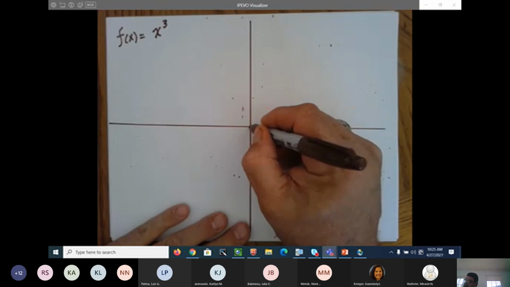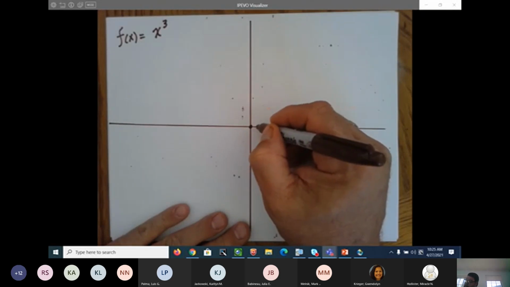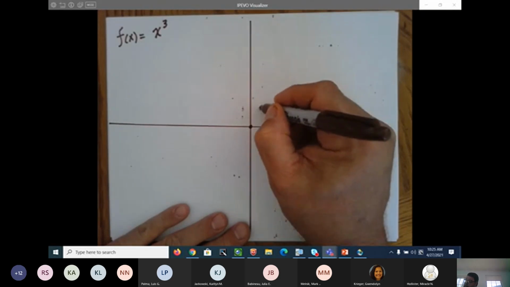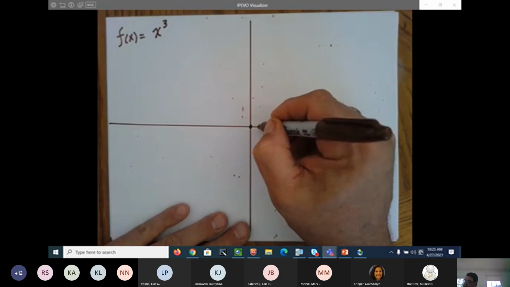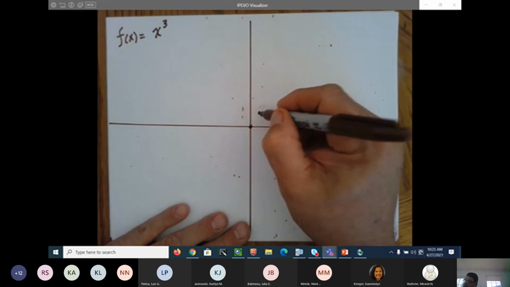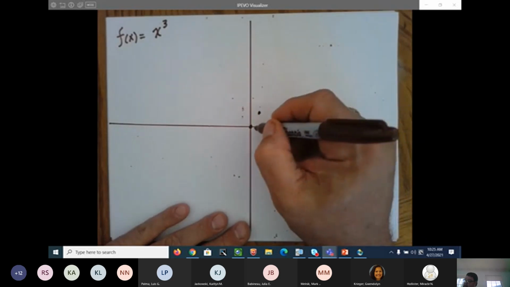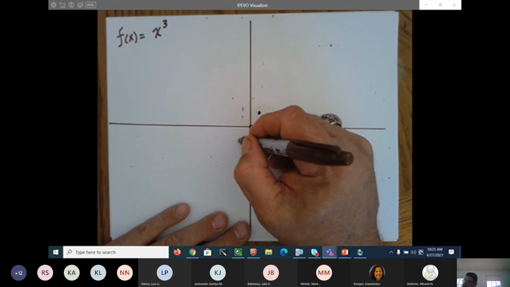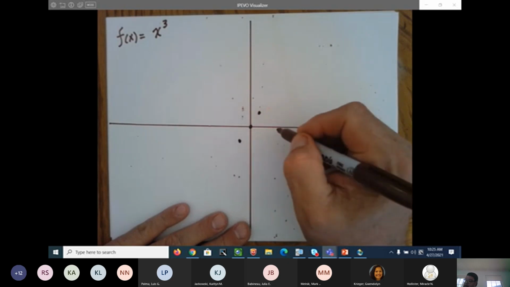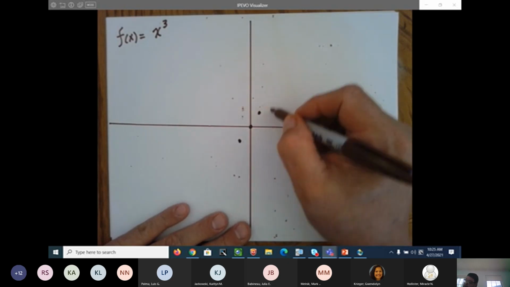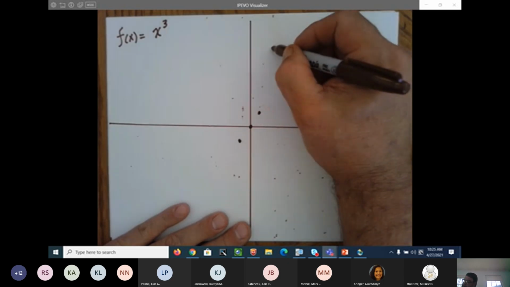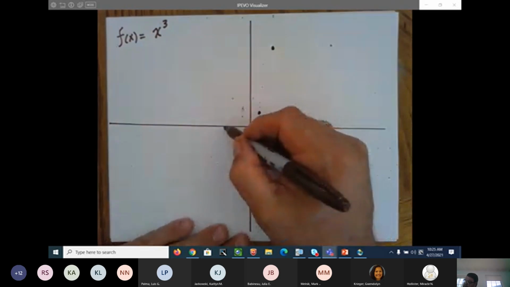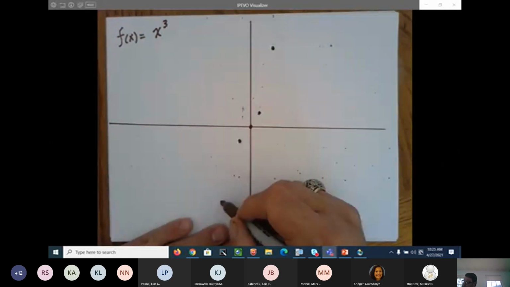So 0, 1 is to the third power, or 1 and 1, -1 and -1. 2 would be 8. -2, -8.